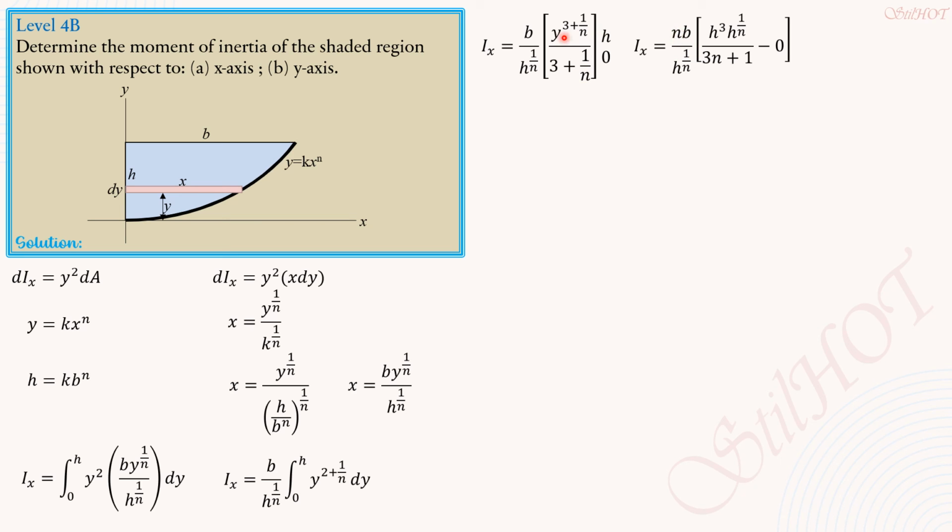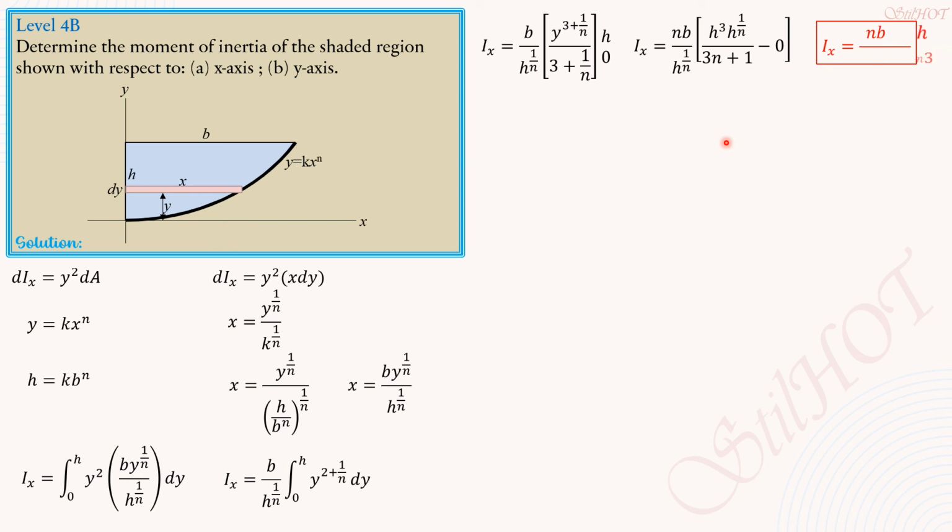Then substitute h to the 3 plus 1 over n, which is the same as h cubed times h to the 1 over n. Then the denominator is 3n plus 1. The lower limit is 0, so it's minus 0. So we can cancel h to the 1 over n. So Ix therefore is nbh cubed over 3n plus 1.